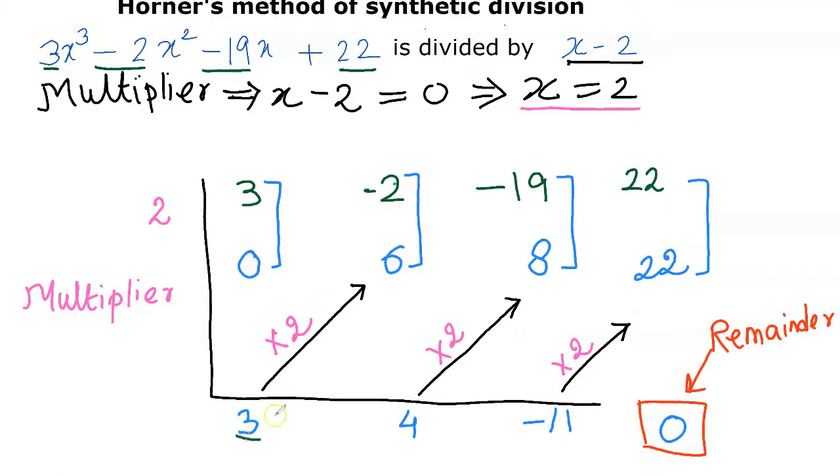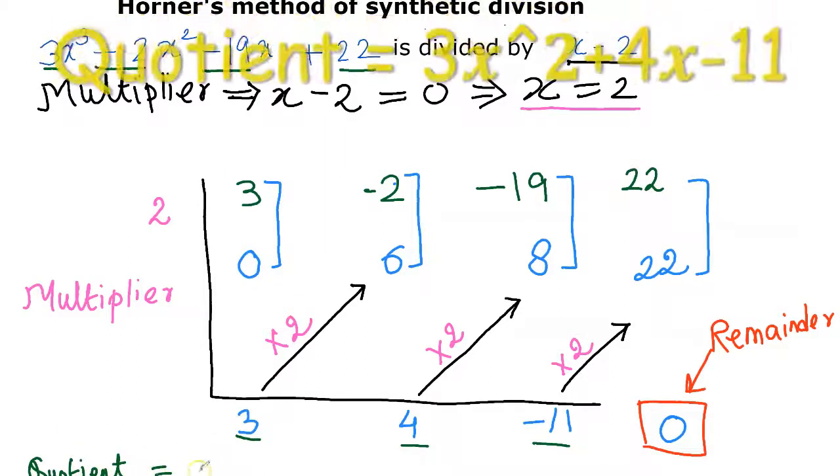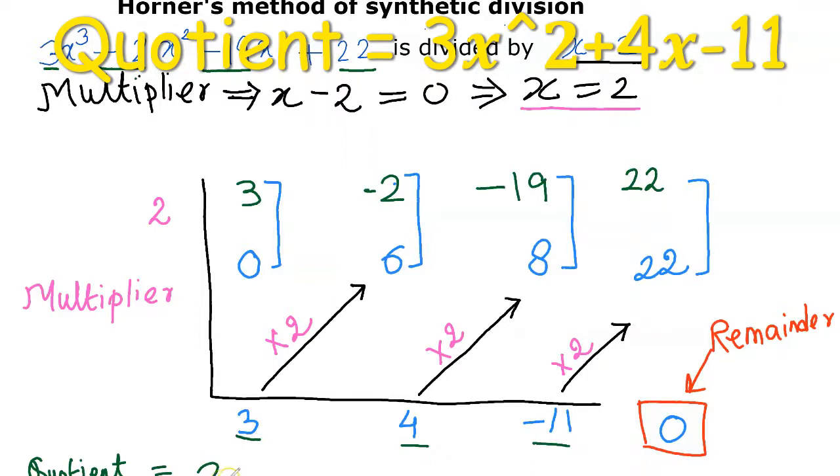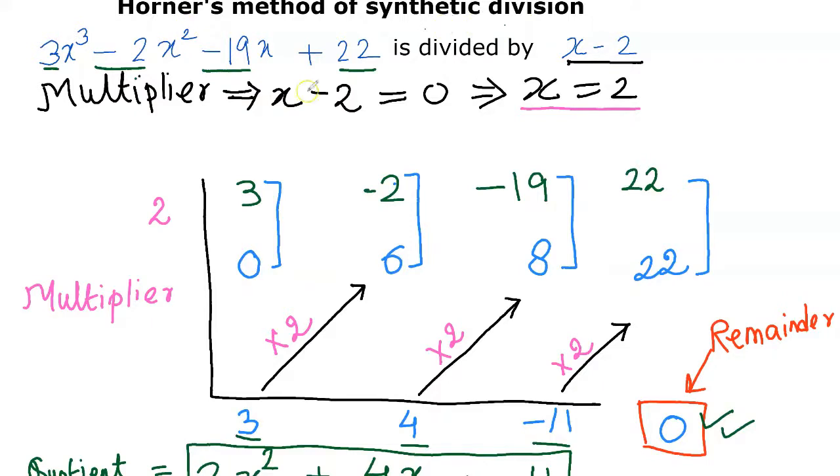So whatever we have got here, that is 3, 4 and minus 11, they are the coefficients of the quotient. And so we will write the answer. The quotient will be equal to 3 of, so our question was x cubed, so it should start from x squared. So it should be in order: 3x squared plus 4x minus 11. So this is the quotient that you have got. Okay. And this is the remainder. So this is the way we can use Horner's method of synthetic division, and it will shorten your time. So we have learned this method more and more for shortening our time in competitive examinations. Okay, thank you.